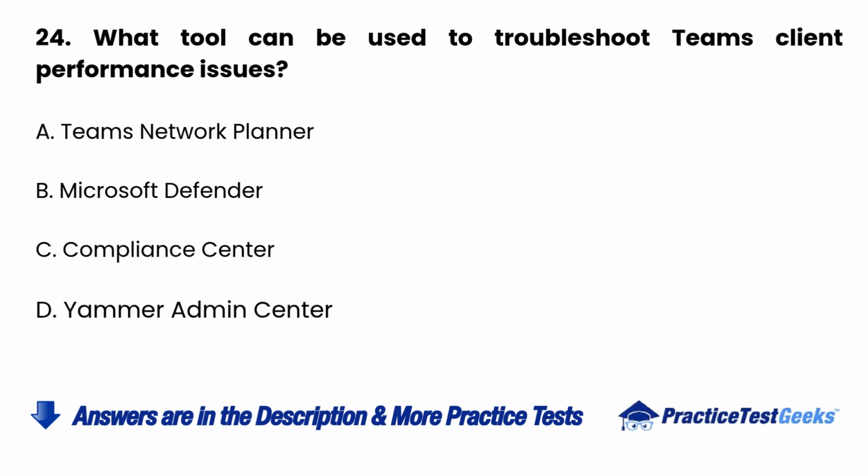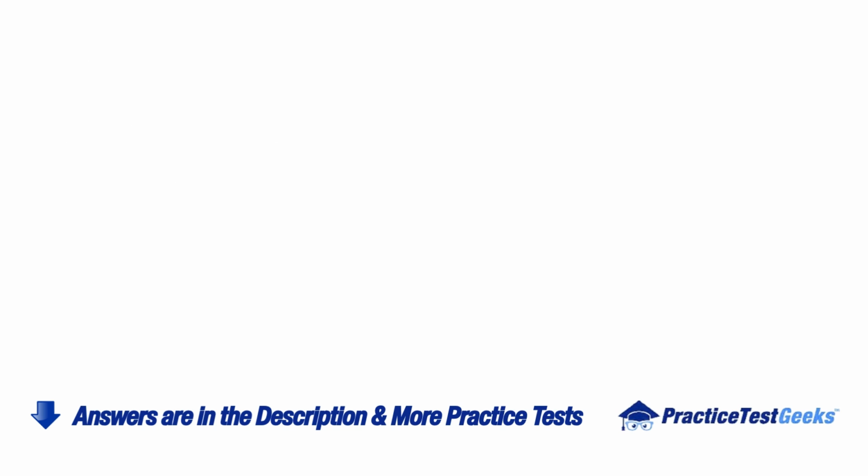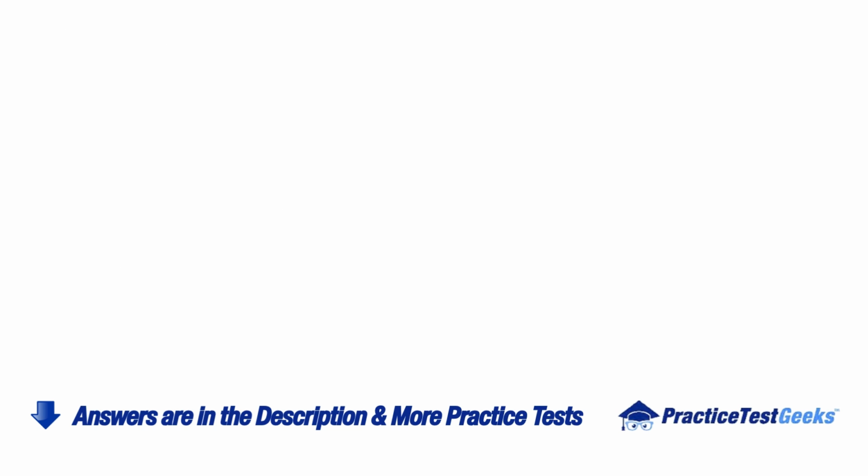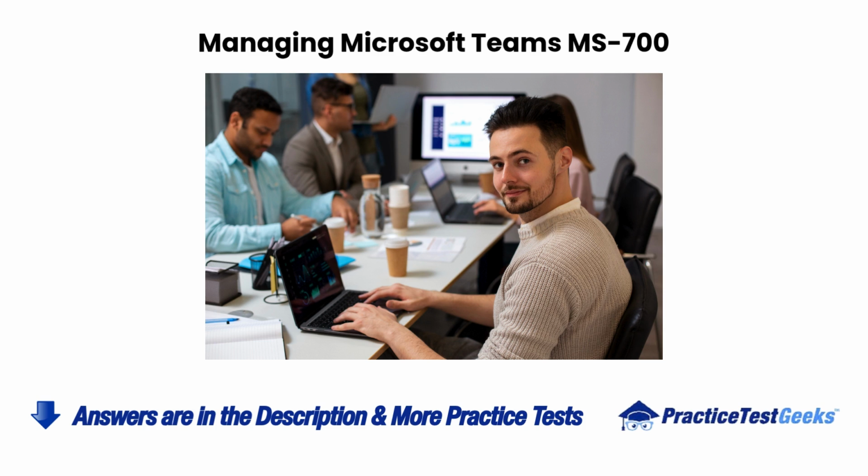24. What tool can be used to troubleshoot Teams client performance issues? A. Teams Network Planner. B. Microsoft Defender. C. Compliance Center. D. Yammer Admin Center. 25. What is the role of Teams templates? A. Set license options. B. Define team structure with predefined settings. C. Assign retention policies. D. Configure Azure roles.